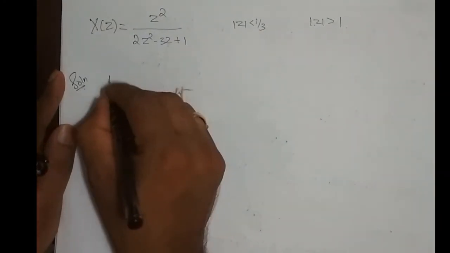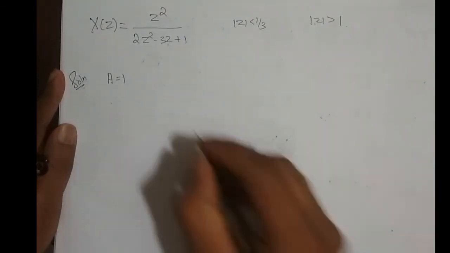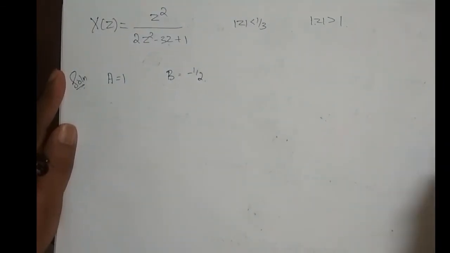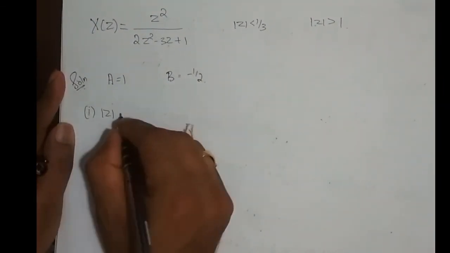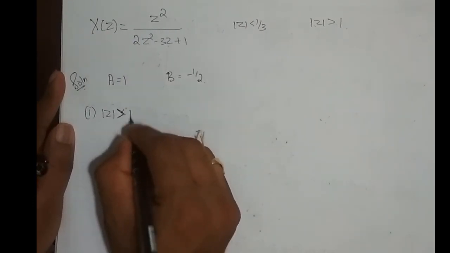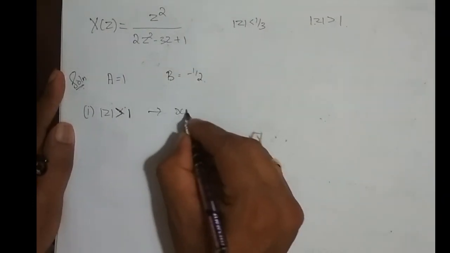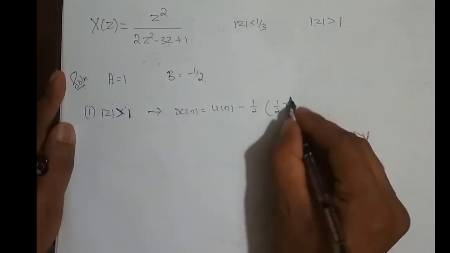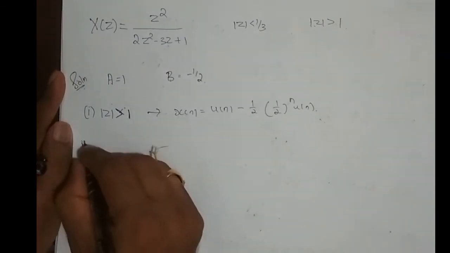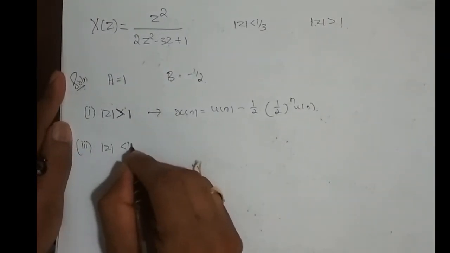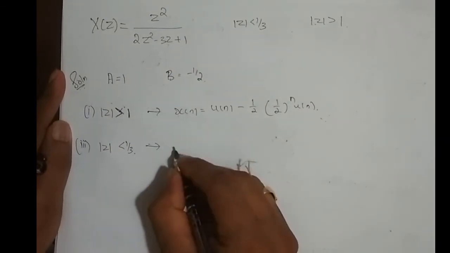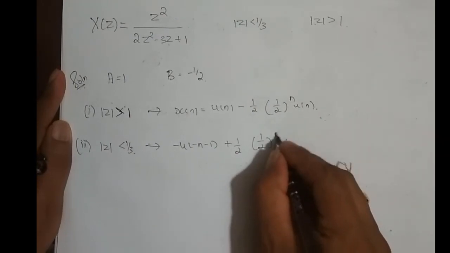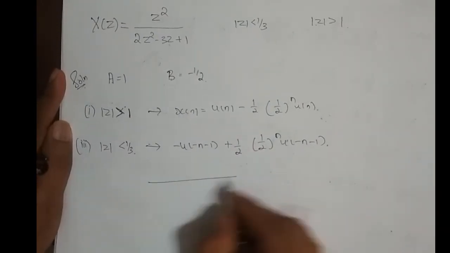So we get the value of a as 1, and we get the value of b as minus 1/2. Fine. And the inverse transform corresponding to magnitude of z greater than 1 is x of n equal to u of n minus 1/2 into (1/2) power n u of n. And the inverse z transform corresponding to magnitude of z less than 1/3 is minus u of minus n minus 1 plus 1/2 into (1/2) power n u of minus n minus 1. Just cross check your answers.